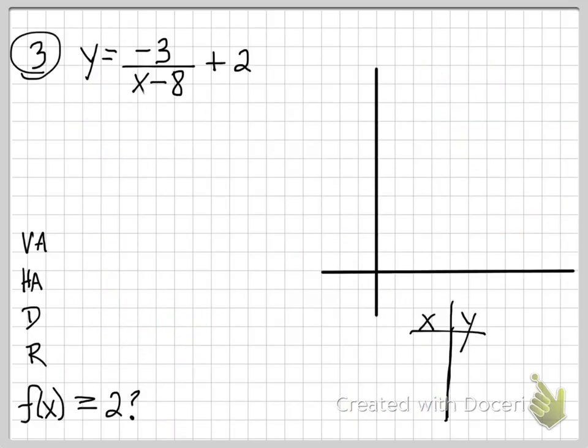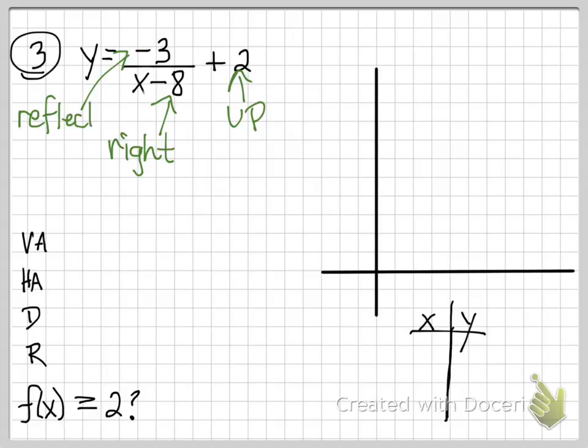Number 3. First do transformations. The 2 at the end is going to move it up because it's positive. The 8 is negative, but it's inside with the x, so we're going to go the opposite direction, to the right. The 3 on top actually has 2 transformations. Because it's negative, it's going to reflect, and the 3 itself is going to stretch. When would it be a compress? If that 3 is in the denominator.